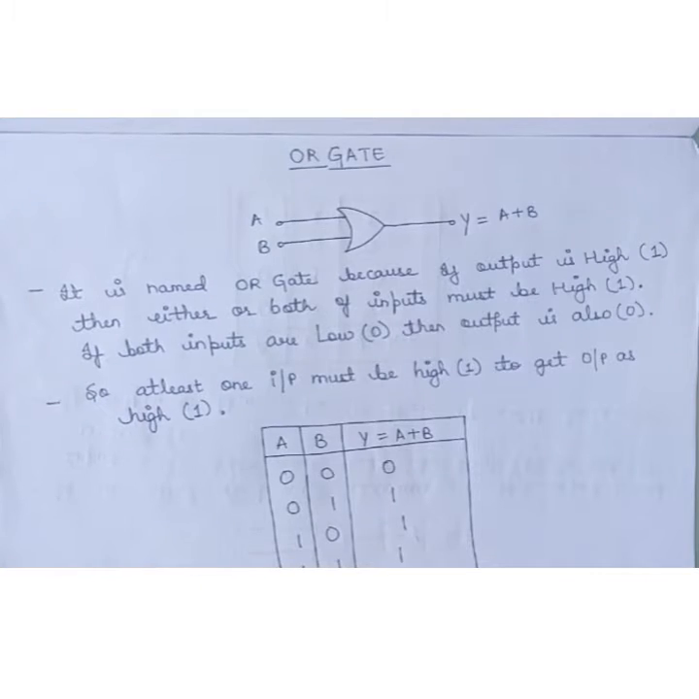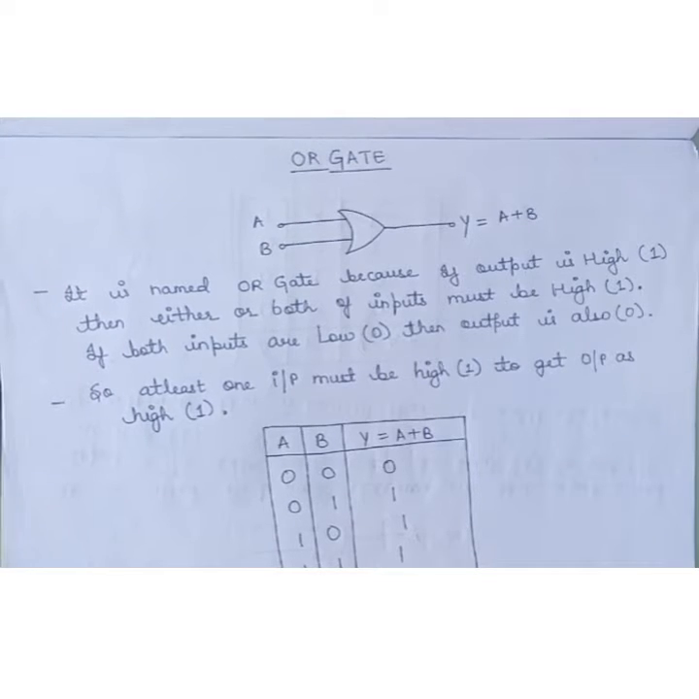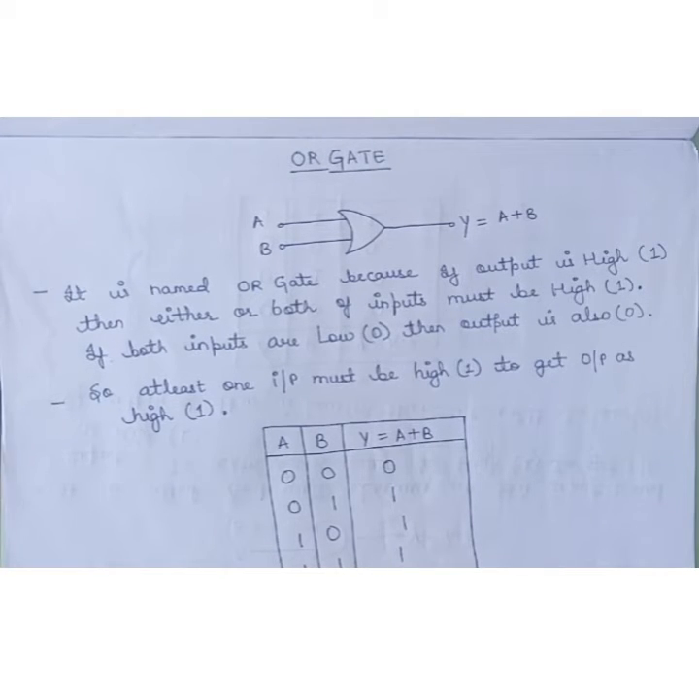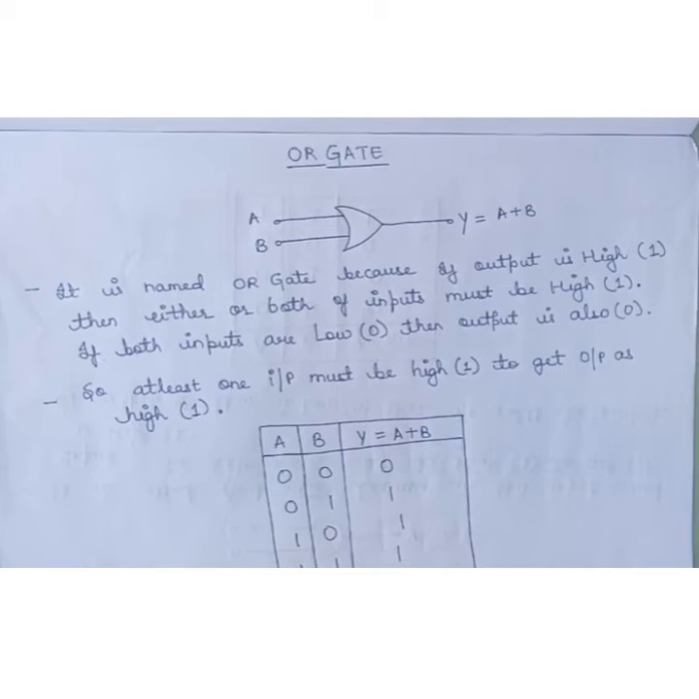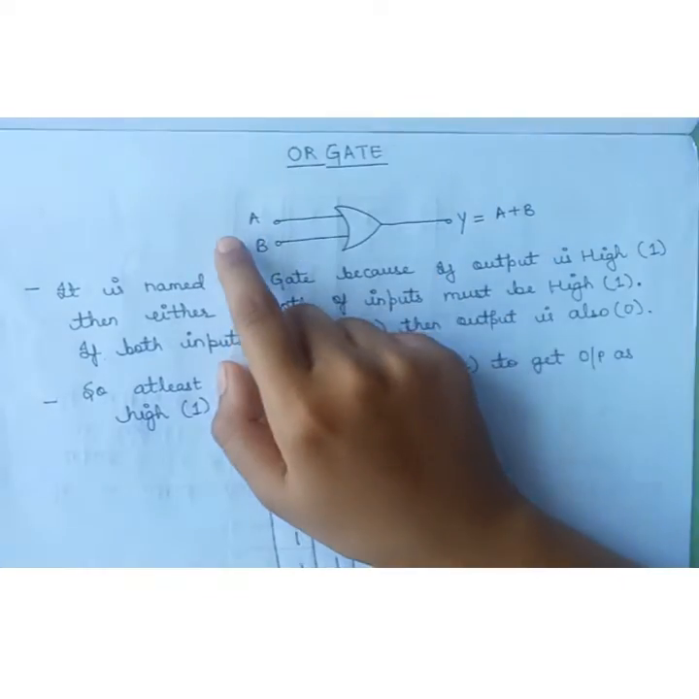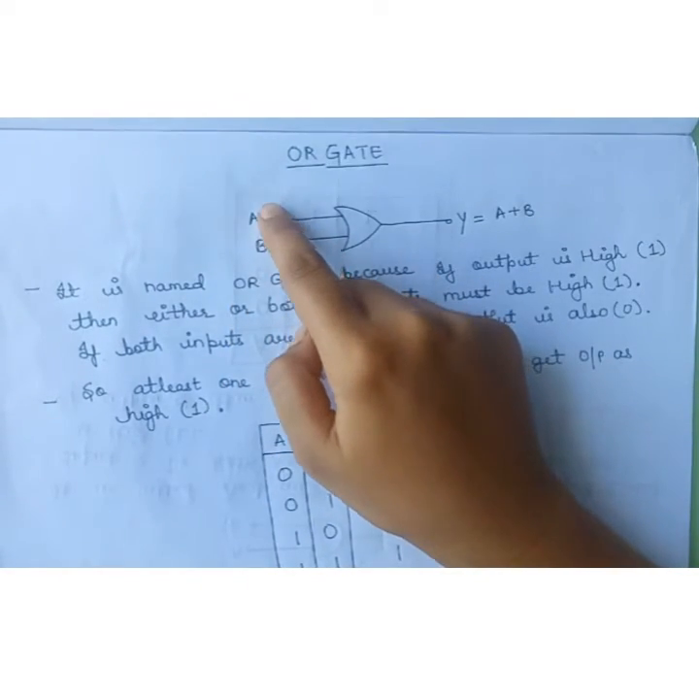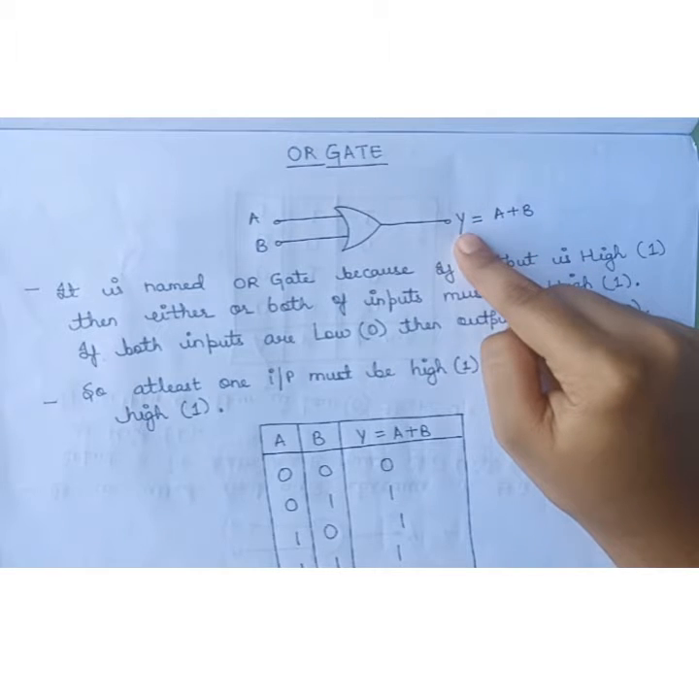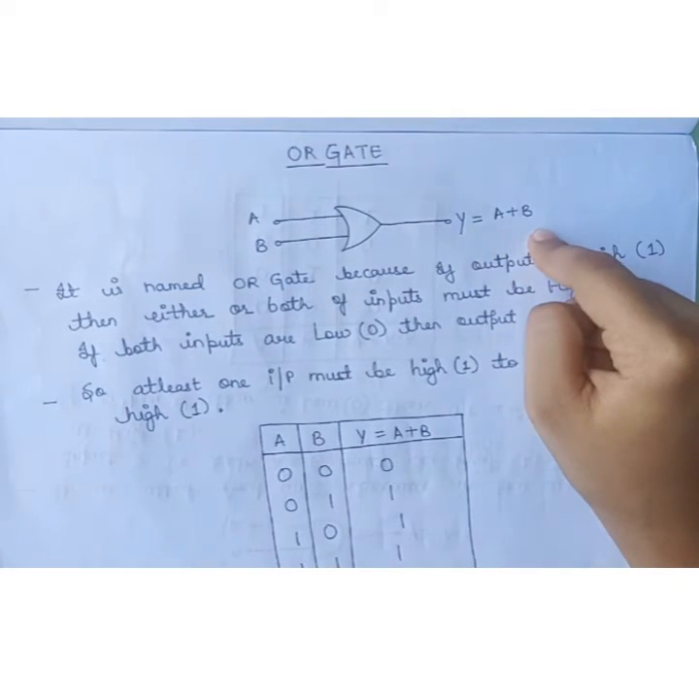So now let's know about another basic gate, that is OR gate. It is named as OR gate because if output is high, that is 1, then either or both of the inputs must be high. If both inputs are low, then the output is also low, that is 0. So here on the screen you can see the symbol of OR gate. In OR gate there are two inputs A and B, and the function of OR gate is Y, that is output, is equal to A plus B.